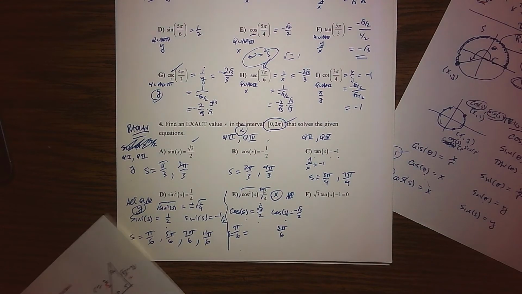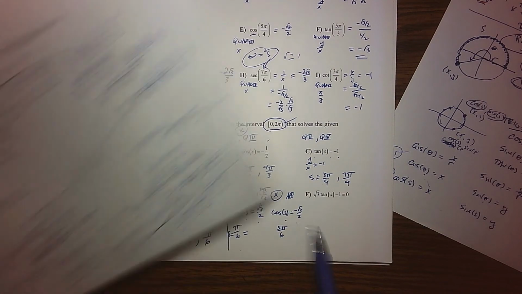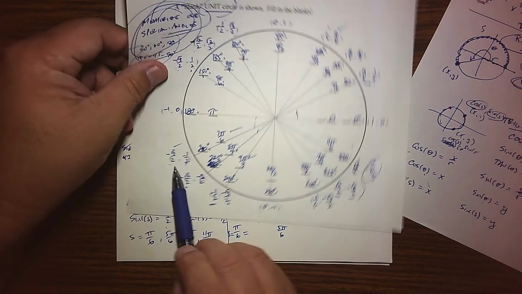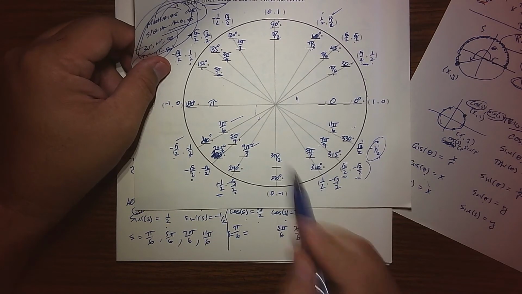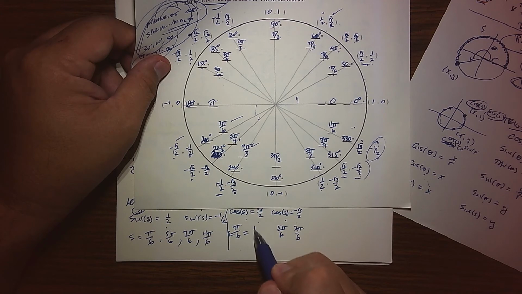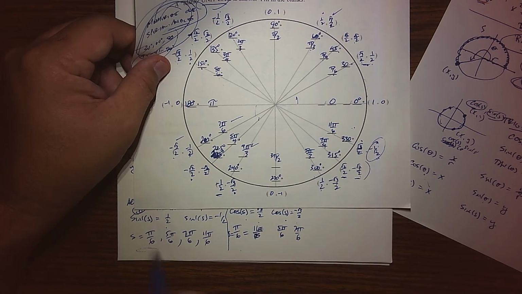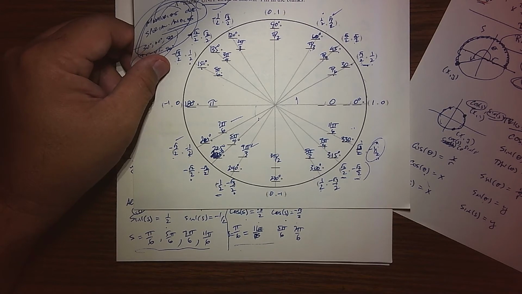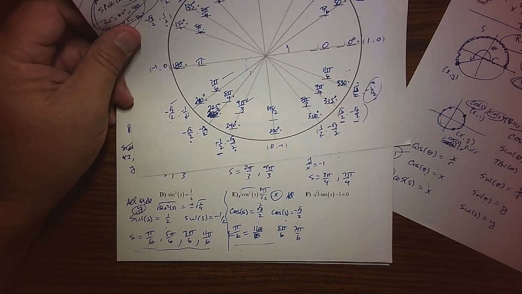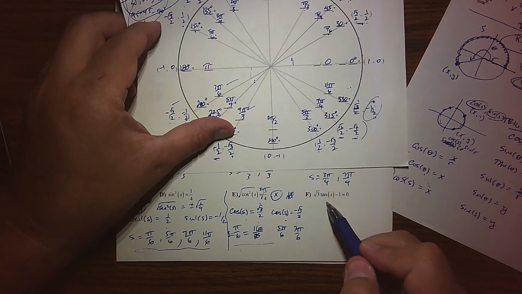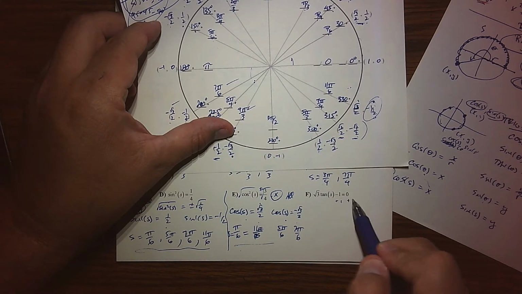Where's it negative again? Right here, at 7 pi over 6. And then it's positive right here at 11 pi over 6. So it basically has the same values as that one. We're still talking about a 30-degree reference, or pi over 6 reference. So solid. So this next one, we've got to do a little bit of algebra.